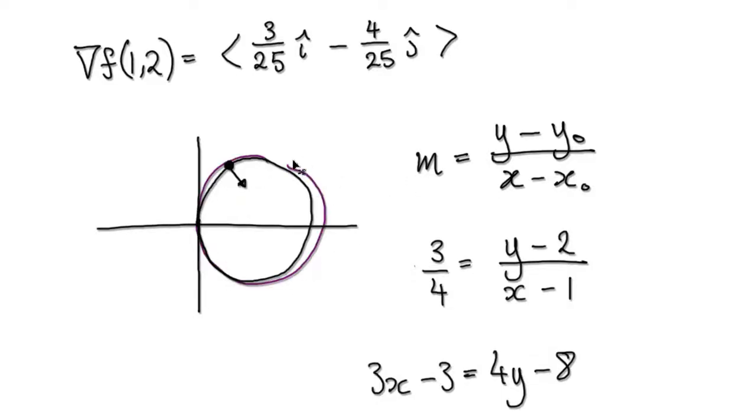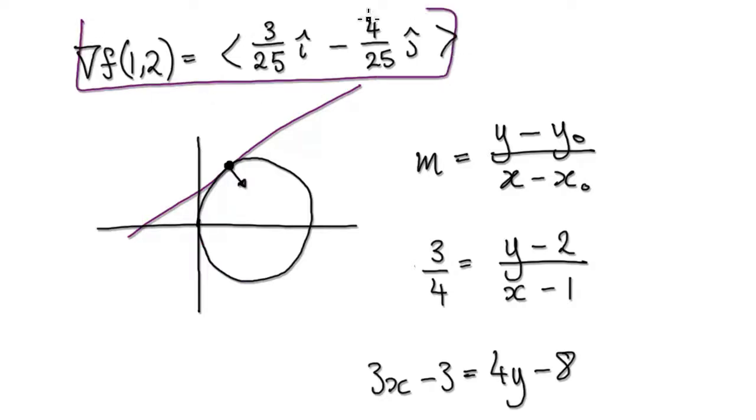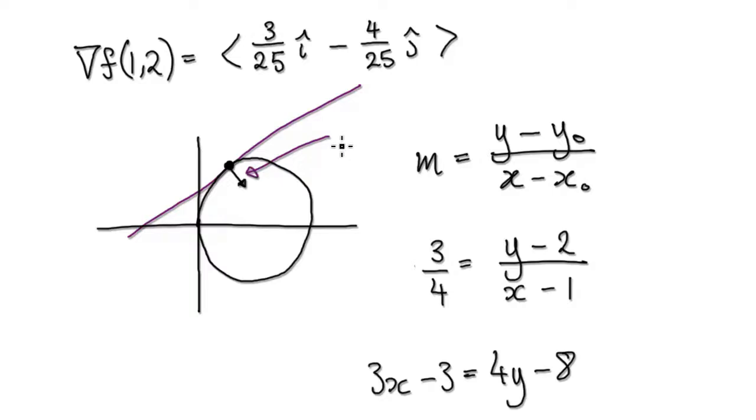If you want to draw a tangent line across here, well, grad f is given by this. So that's this vector here. That's grad f. And notice that it's always perpendicular to the level curve at that particular point, at 1, 2. So grad f is given by this.